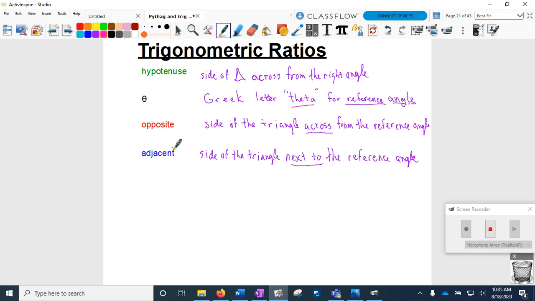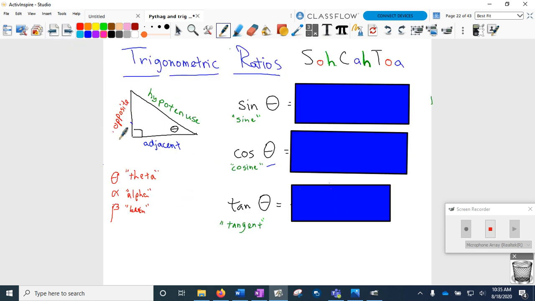Let me show you a picture. Okay? Here's what I'm talking about. Ignore this for now. I'm going to come talk about this in a second. Okay? If I have this right triangle, the hypotenuse is always across from the right angle. That's the hypotenuse, always. Since this is where theta is, the opposite side is over here. Since this is where theta is, the adjacent side is right here.